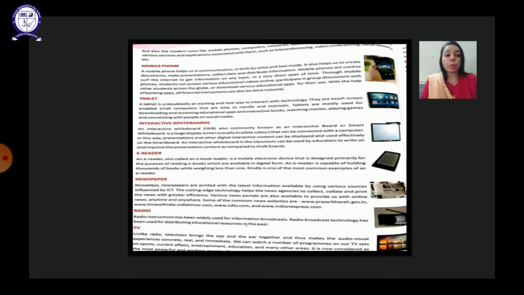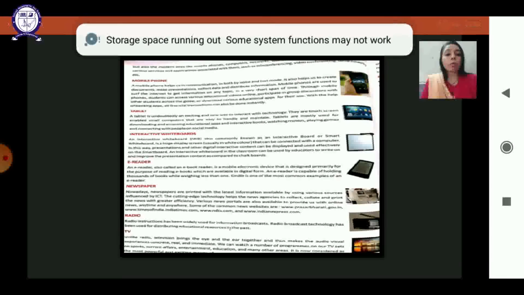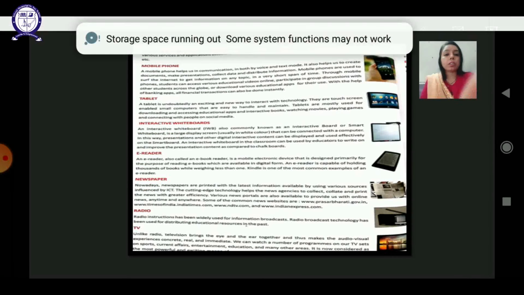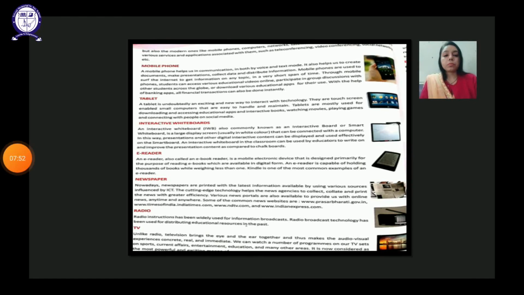Next we have the newspaper. All of you must have read the newspaper. A newspaper provides us information about the latest happenings. We have newspapers which are printed with the latest information available from various resources, and news agencies try to provide the correct information.